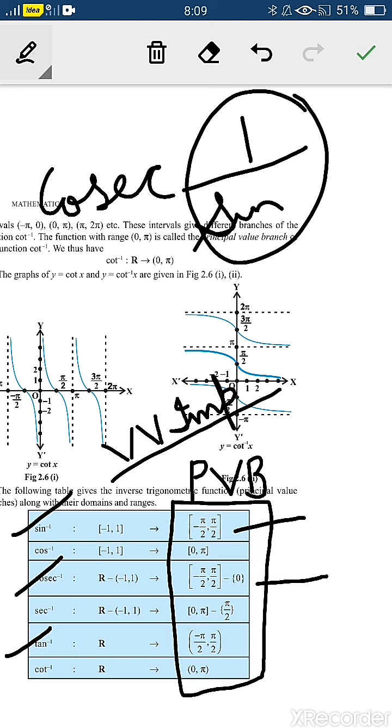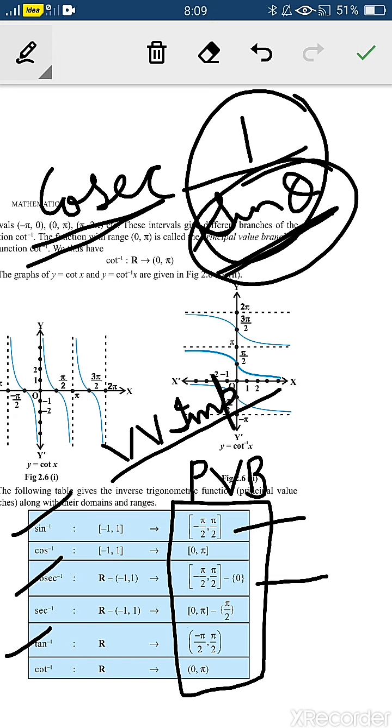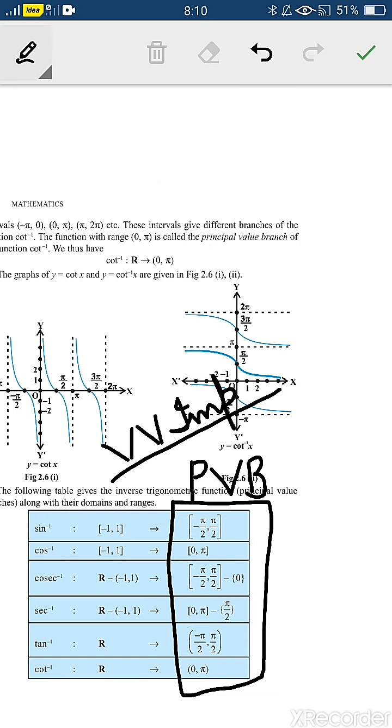If we have 1 upon sine theta and the denominator is equal to 0, then cosecant is not defined. So when the denominator is 0, that is when the angle theta is equal to 0 degrees, we remove this 0. And tan inverse has the open interval -π/2 to π/2.